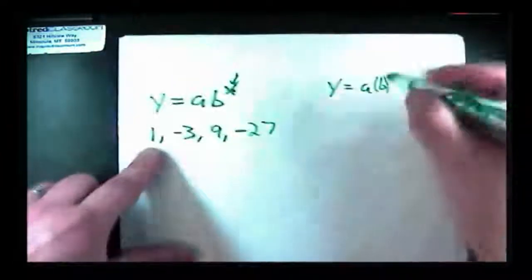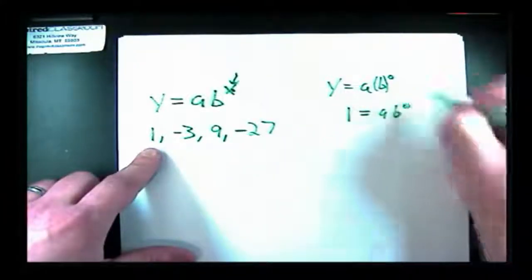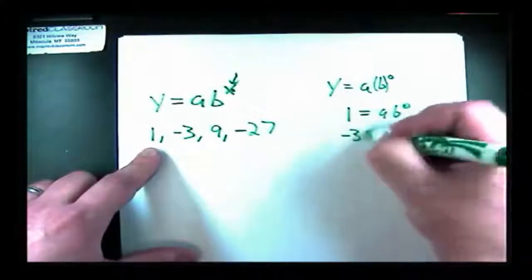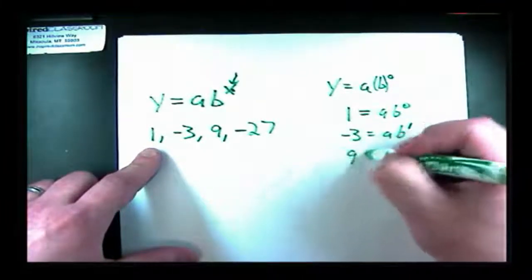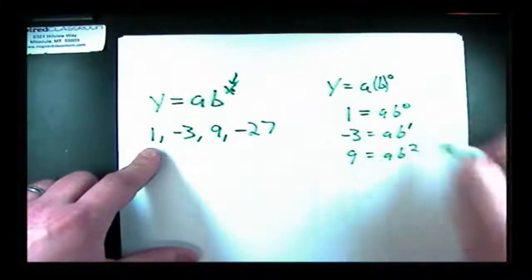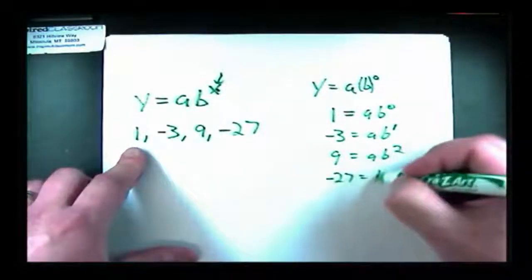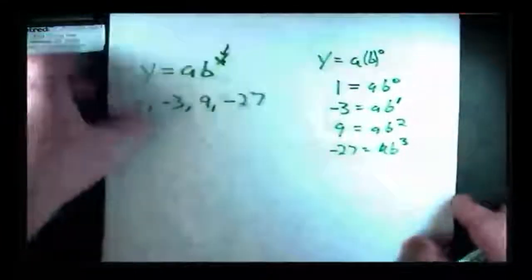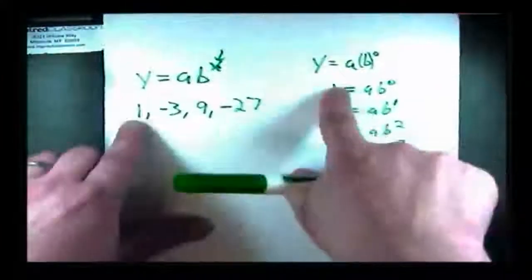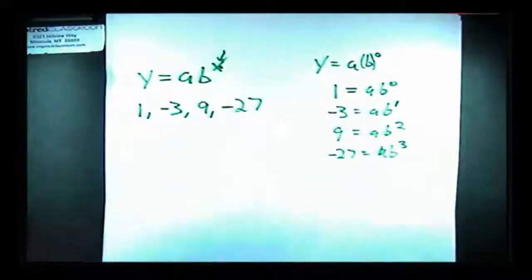And we know that 1 is equal to a b to the 0, and -3 is equal to a b to the 1, and 9 is equal to a b squared, and -27 is equal to a b cubed. So this is our sequence. We have 1, -3, 9, -27.